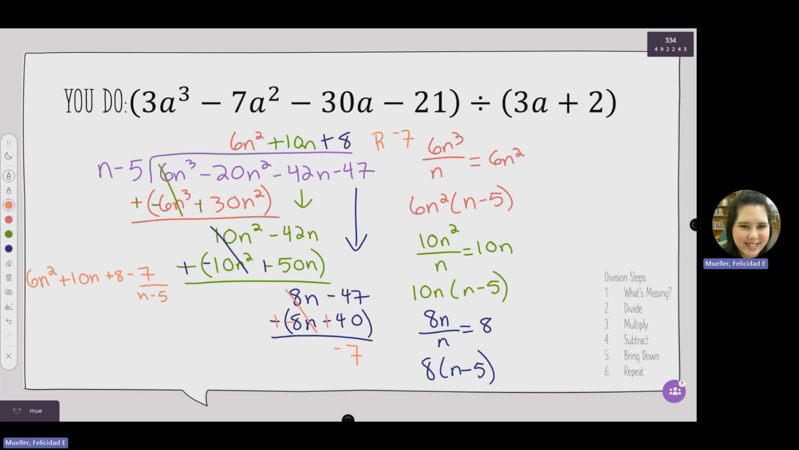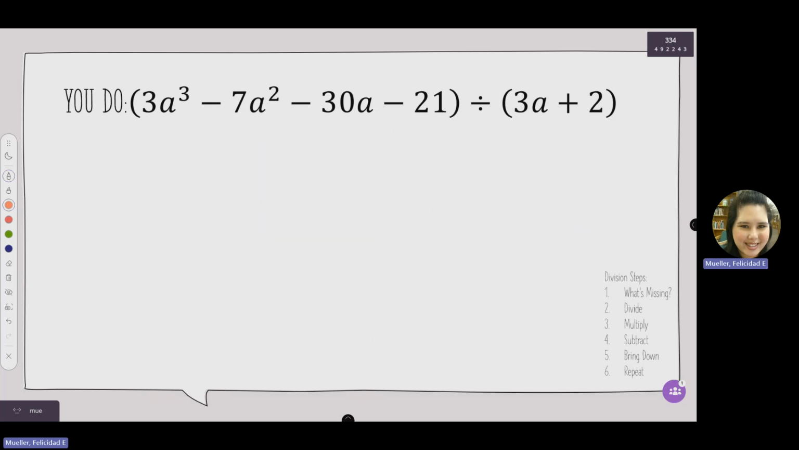So if you're in your notes, this would be question number 12 out of 16, so we are almost done. We are sitting at the end of the slide. So just go ahead and check your work. So we have 3a cubed minus 7a squared minus 30a minus 21.